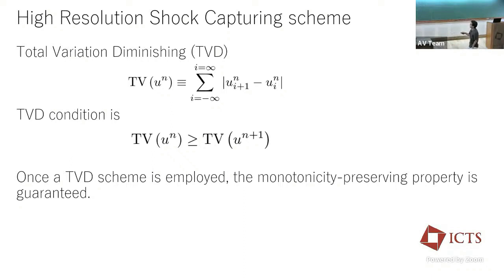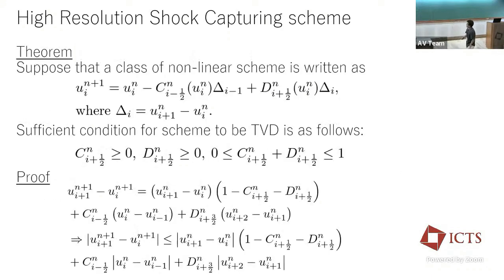So the meaning of this equation again is that you do not allow increasing oscillations in the numerical solution. So once the TVD scheme is employed, the monotonicity preserving property is guaranteed. So the task is that we have to develop the TVD scheme, which guarantees monotonicity preserving. So there is a theorem: suppose that the class of nonlinear schemes, nonlinearity being a key essence for the high resolution shock capturing scheme.